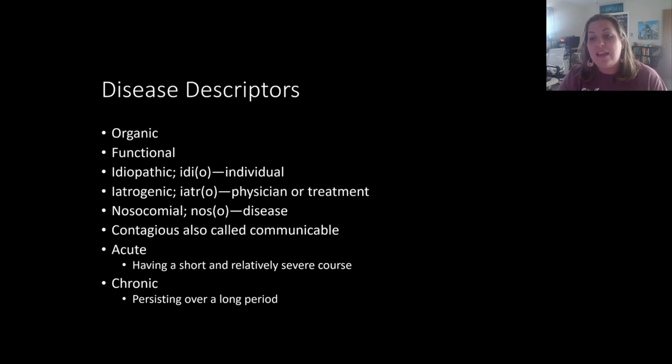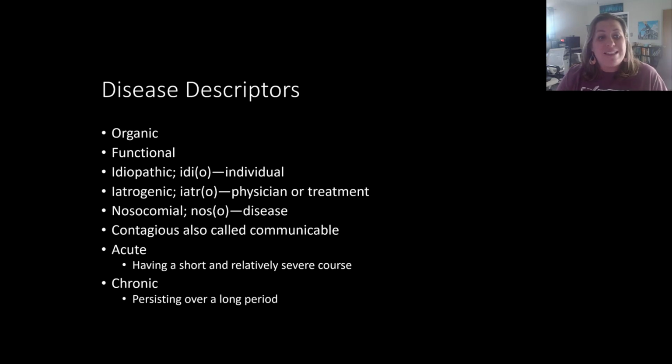The next one is nosocomial. Nosocomial means it's a hospital-acquired infection. So noso means disease, but you acquired it from the hospital. This would be like if you went in for a surgery, like a knee replacement or something like that, and then you developed a staph infection while you were in the hospital. That is what we would call a nosocomial type of disease or disorder.